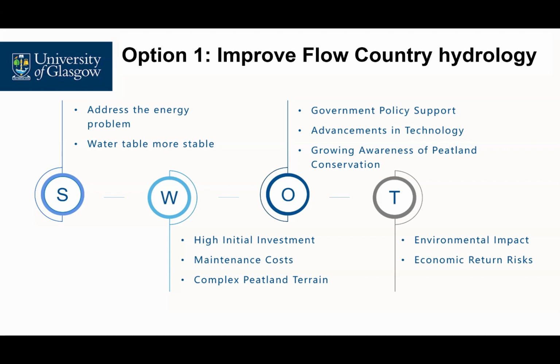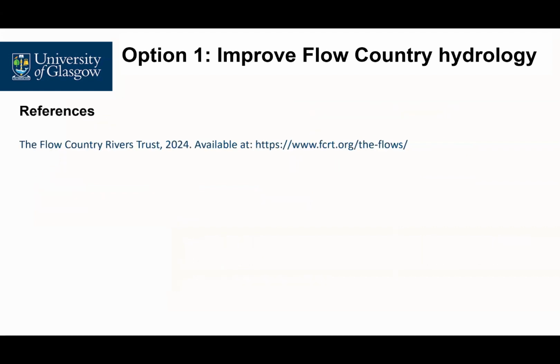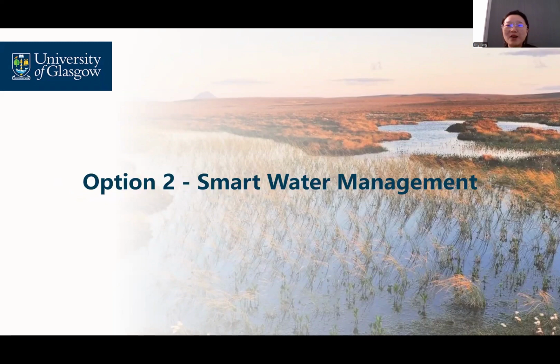As for opportunities, firstly, government policy support is really important, and then growing awareness of peatland conservation is crucial too. Finally, regarding threats, there is environmental impact and the economic return risks. So this is our hydrological plan for improving Flow Country. Thank you. Now let's move into option 2, the smart water management.